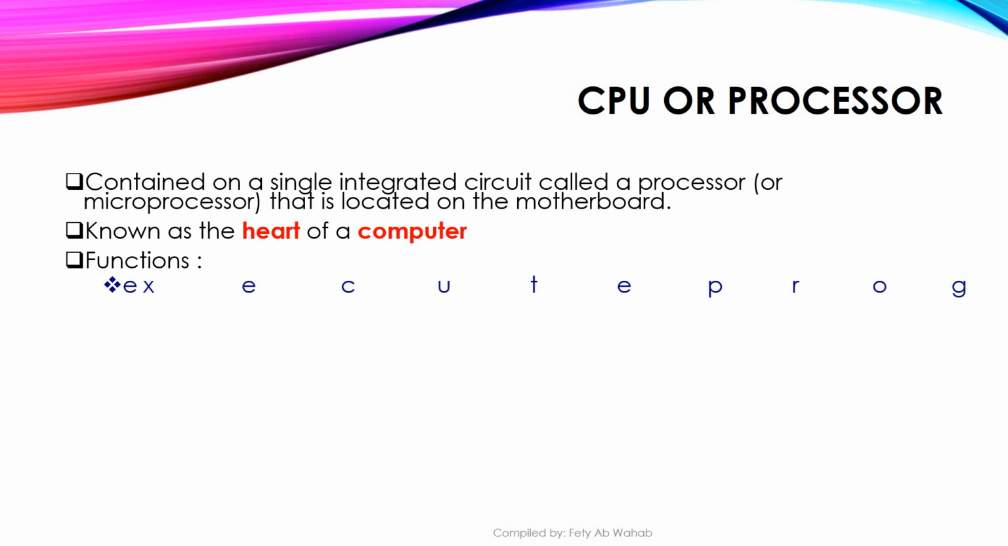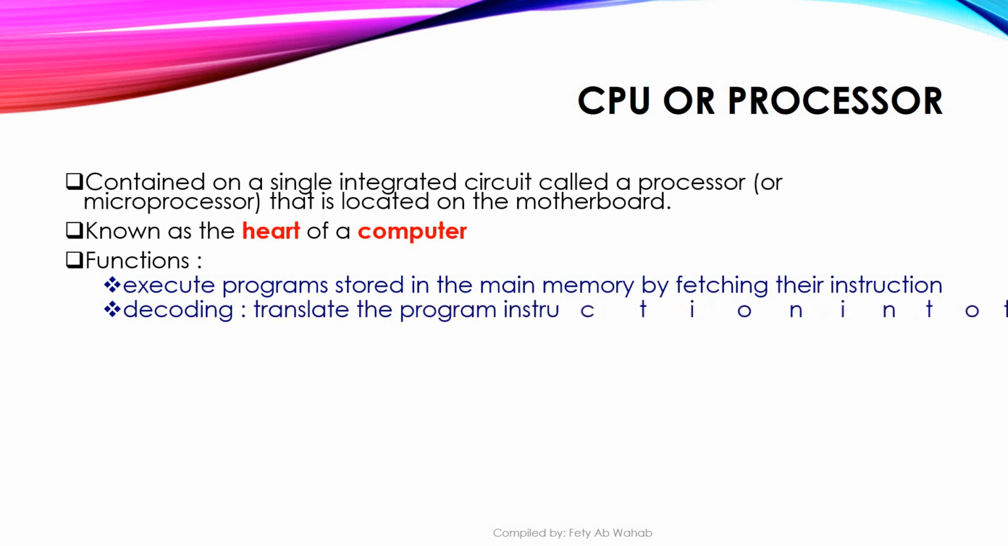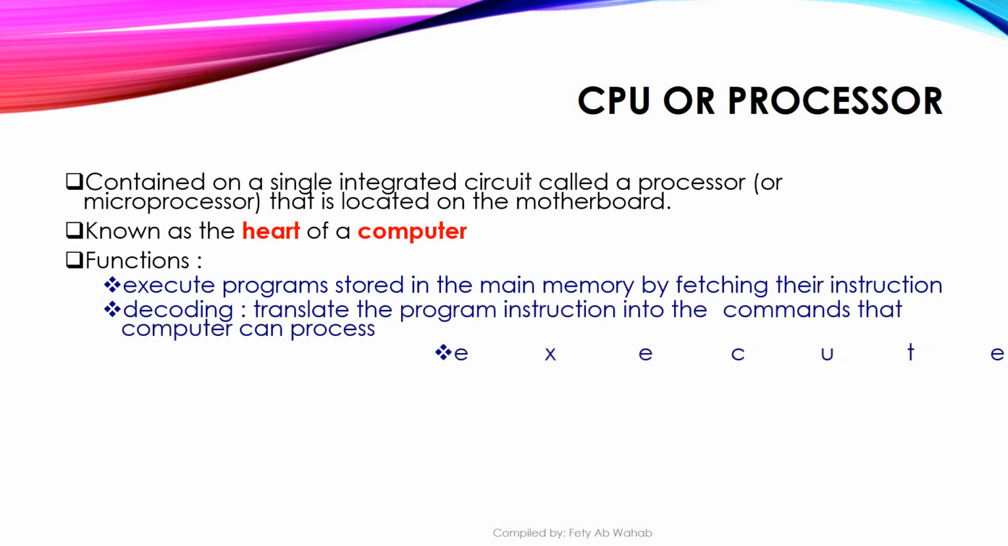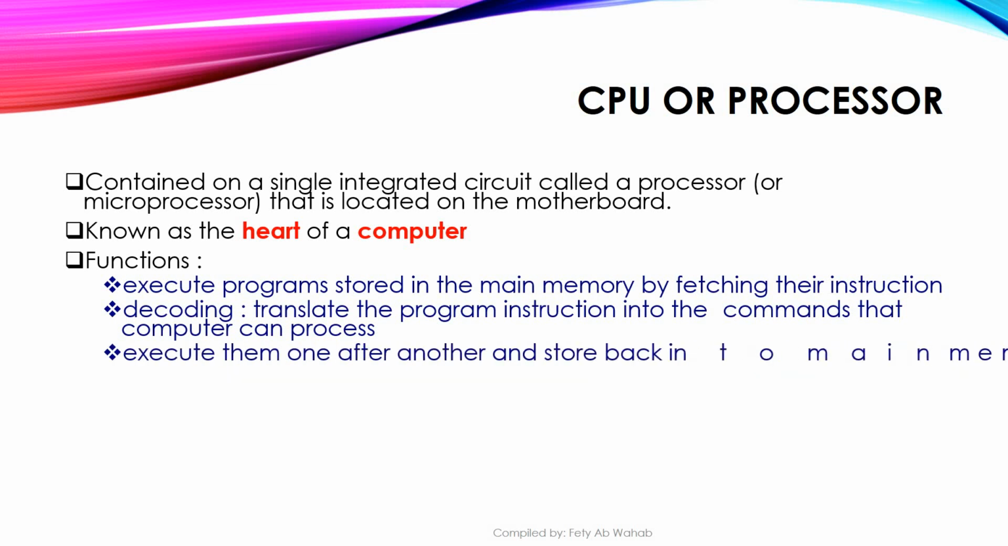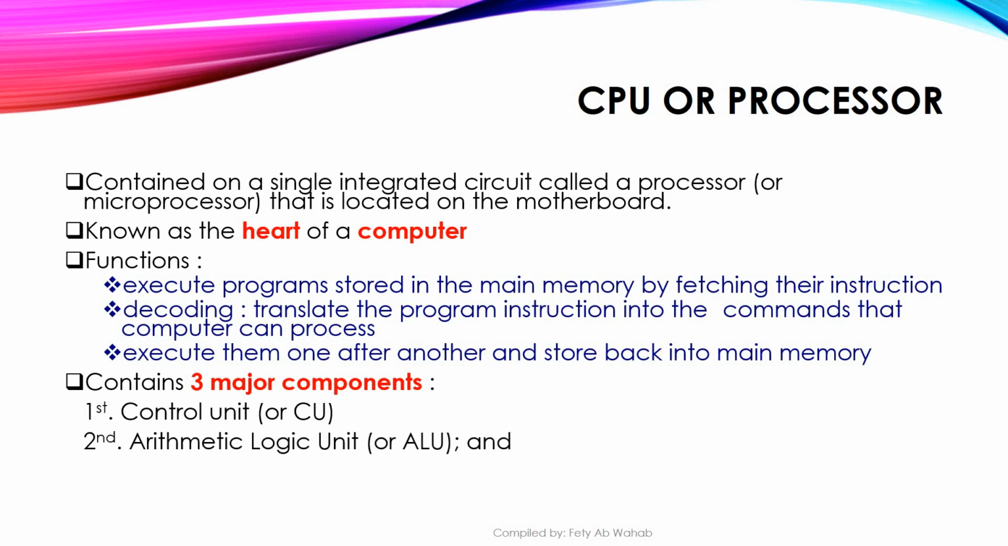Functions. Execute programs stored in the main memory by fetching their instruction. Decoding. Translate the program instruction into the commands that computer can process. Execute them one after another and store back into main memory. Contains 3 major components. First, Control Unit, or CU. Second, Arithmetic Logic Unit, or ALU, and third, Memory.